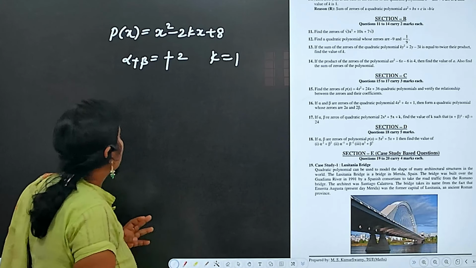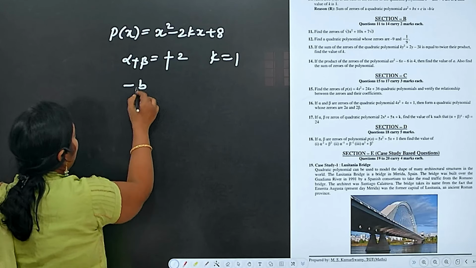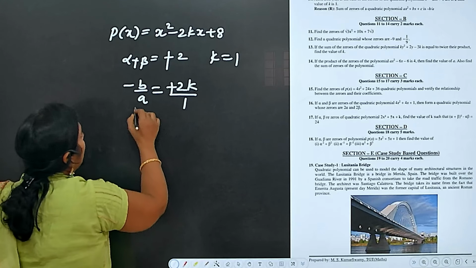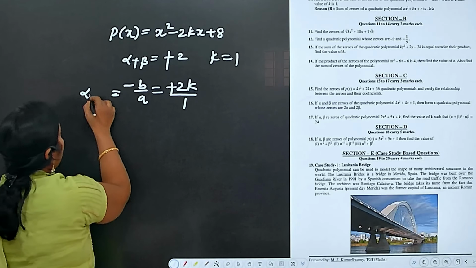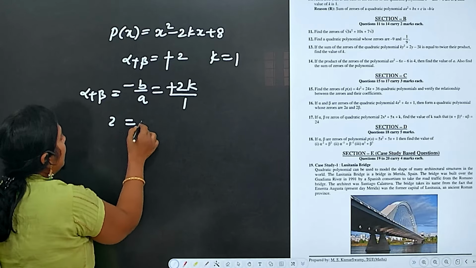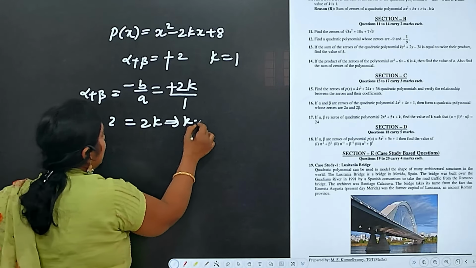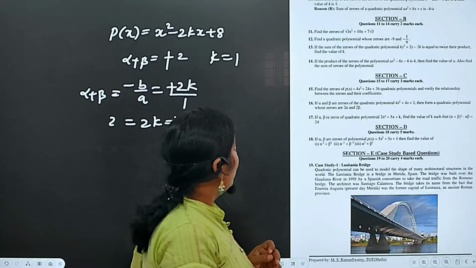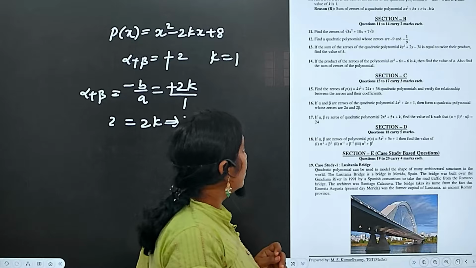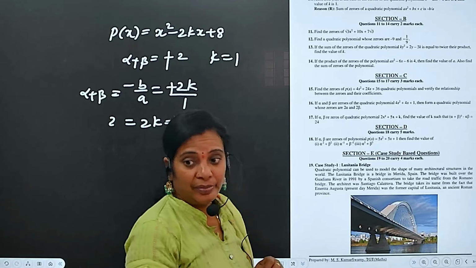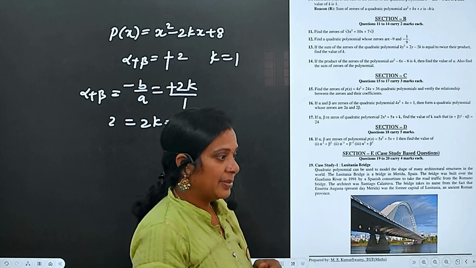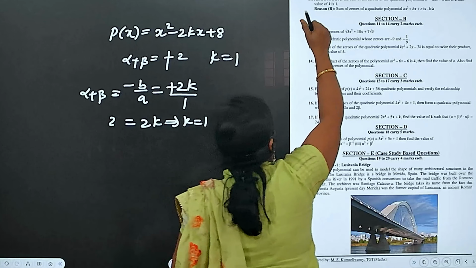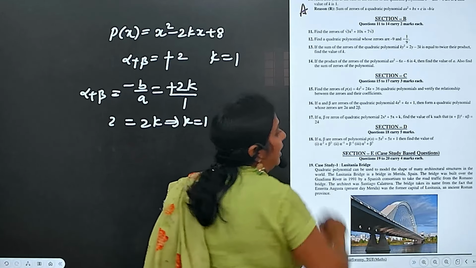k equal to 1. Sum of the zeros means minus b by a. Minus b by a means minus of minus 2k by 1. Here alpha plus beta equal to minus b by a. That is 2 equal to 2k. Yes. Assertion is true. Reason: sum of zeros of the quadratic polynomial ax square plus bx plus c is minus b by a. Reason is also correct explanation. So both are true and correct explanation means it is option A.